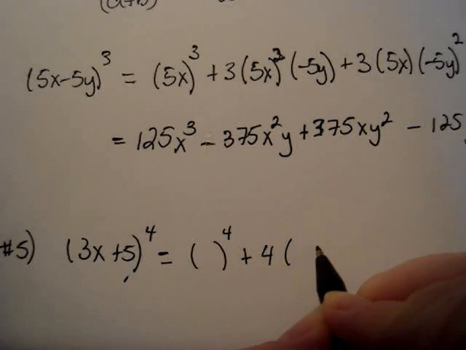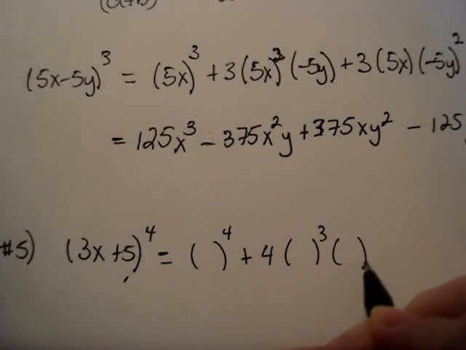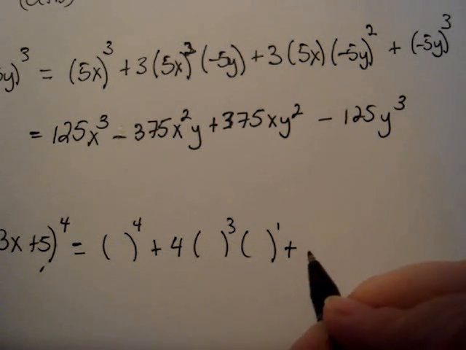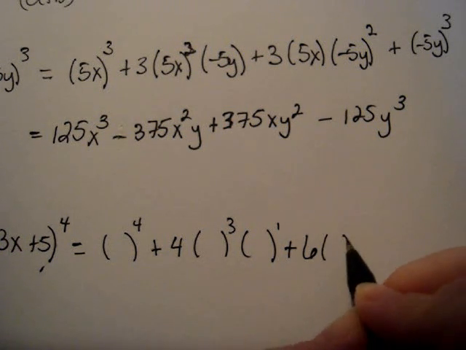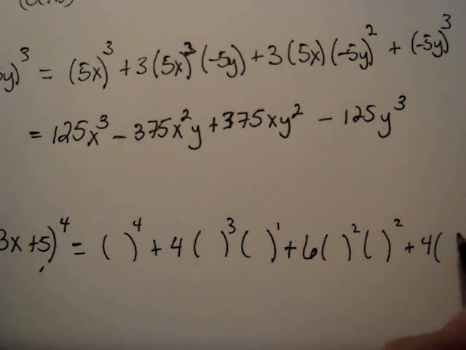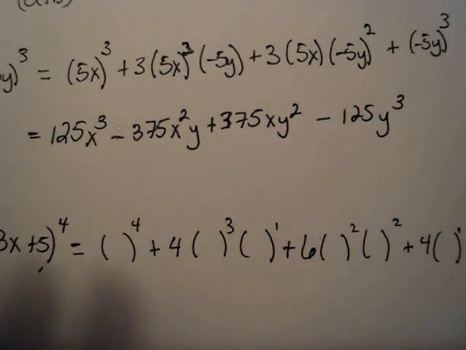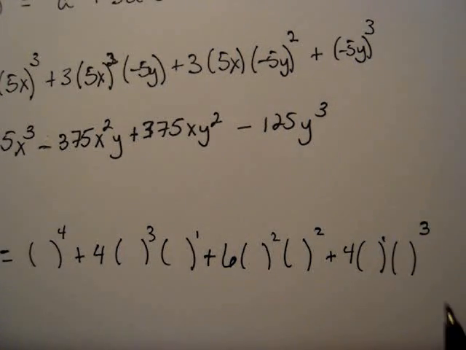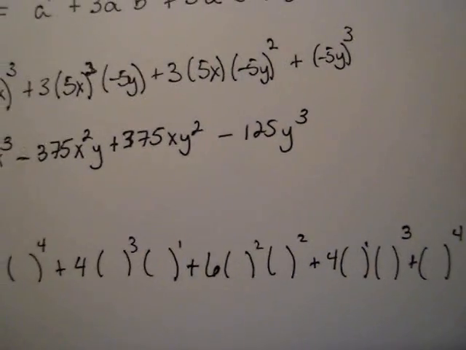And then I'll have a raised to the 3rd power and b raised to the 1 power, right? Okay, plus, I better write smaller. I'm going to run out of room. The next coefficient will be 6, a squared b squared, plus 4, a to the 1, b to the 3rd. Oh no! And now, one more, plus b to the 4th. Okay, b to the 4th.